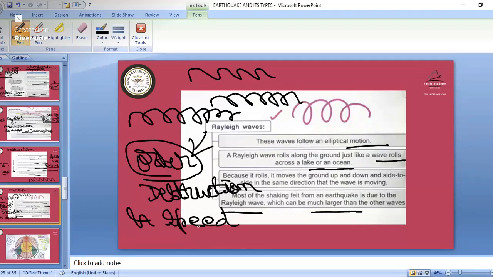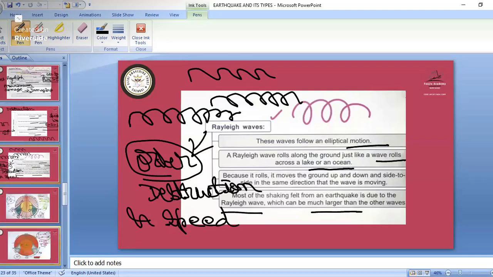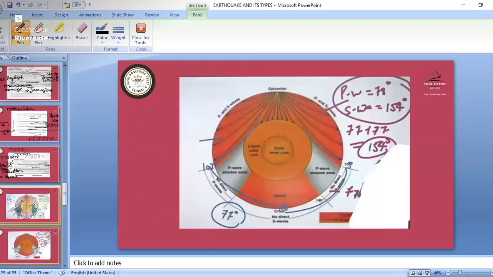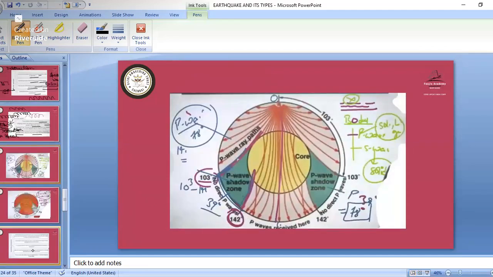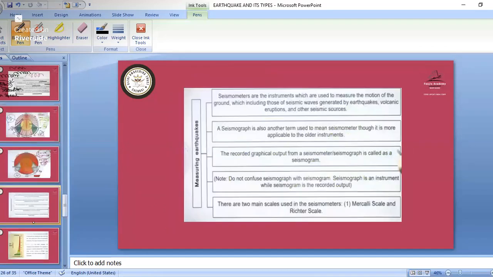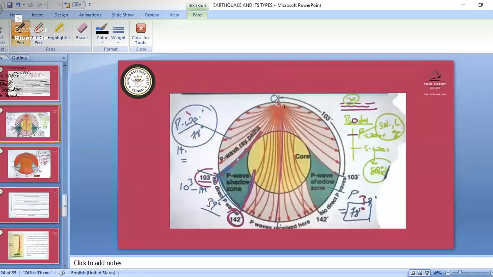So these things were all about those waves. Now we'll study the shadow zone, in this part the shadow zone of the P waves. Remember that shadow zones occur only in the body waves. Only the body waves will have the shadow zone.